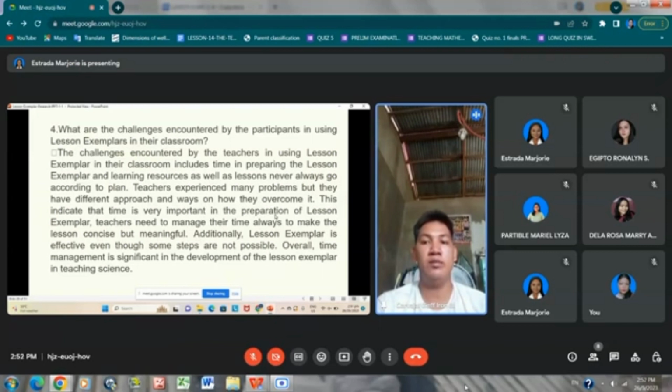This indicates that time is very important in the preparation of lesson exemplar. Teachers need to manage their time. Teachers always manage their time to make the lesson concise but meaningful. Additionally, lesson exemplar is effective even though some steps are not possible. Overall, time management is significant in the development of the lesson exemplar in teaching science.